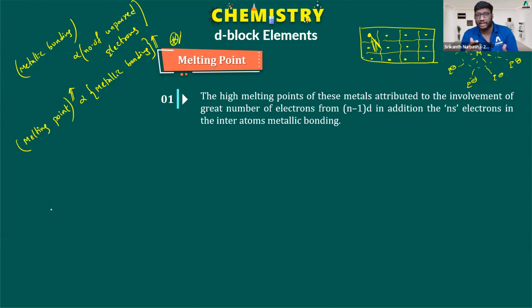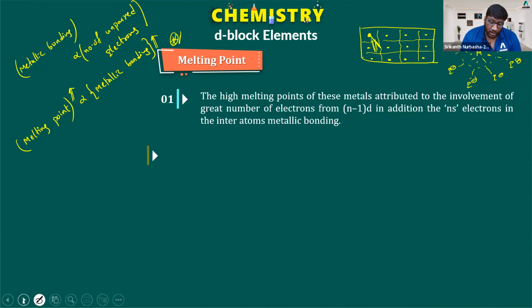Yes or no? The greater the metallic bonding, the greater the electrostatic force of attraction between the metal ion and the free electrons. If that is stronger, I need to provide a very high amount of thermal energy to break that attraction. That means my melting point would be high.